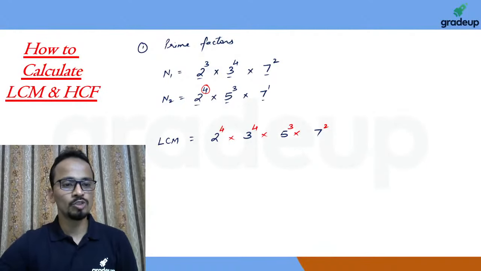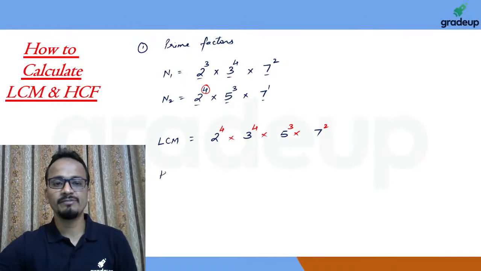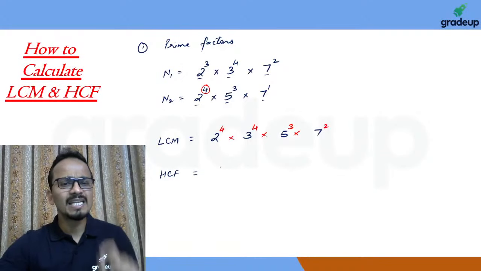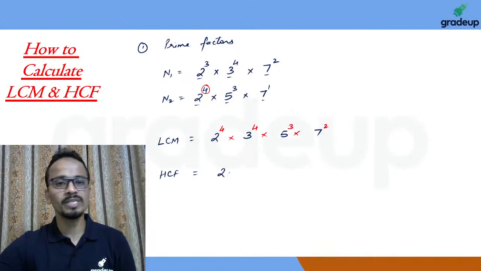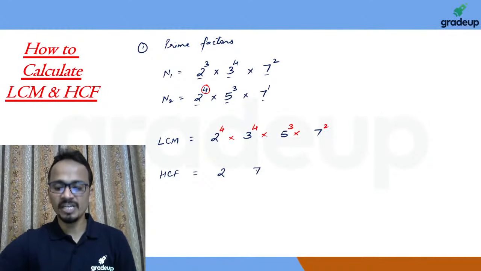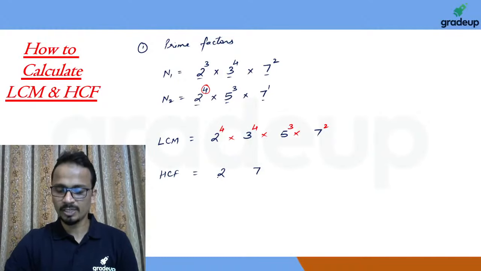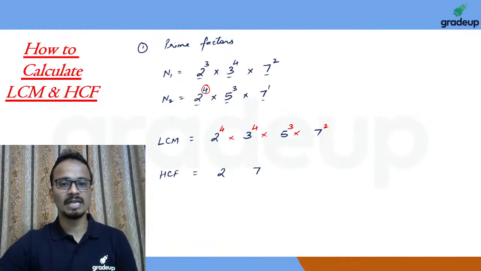Now let's move on to calculate the HCF. Now while writing the HCF, I'll just select the common bases. Okay, so common bases among these two numbers are, so 2 is the common base and 7 is the common base. All right, so 2 and 7 are the common bases.